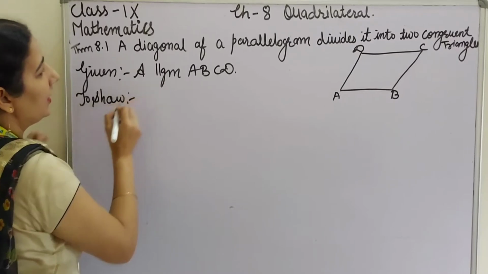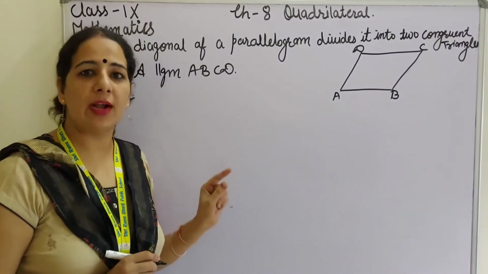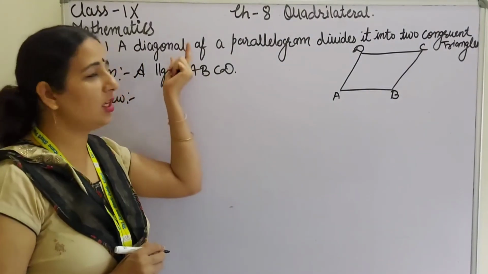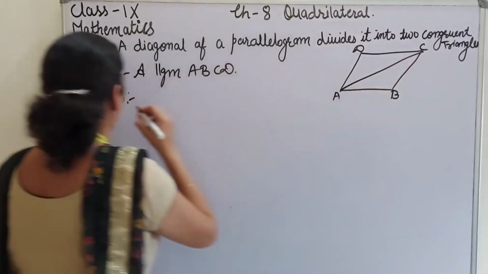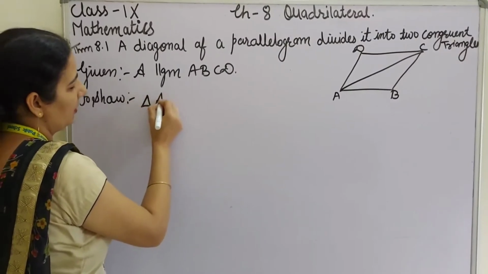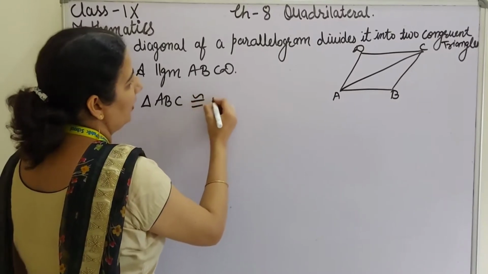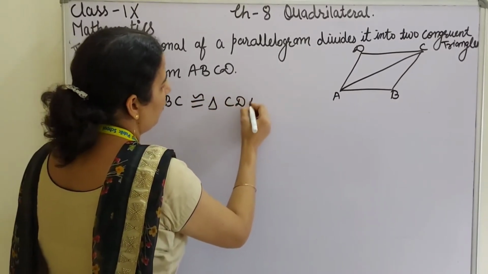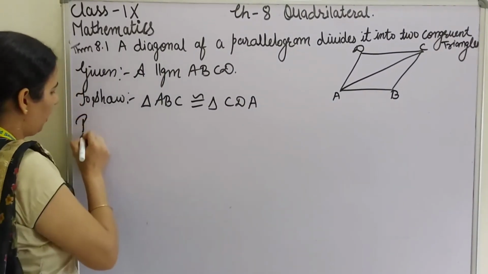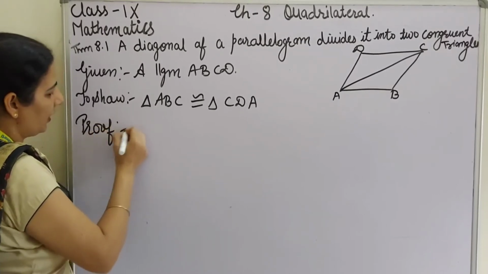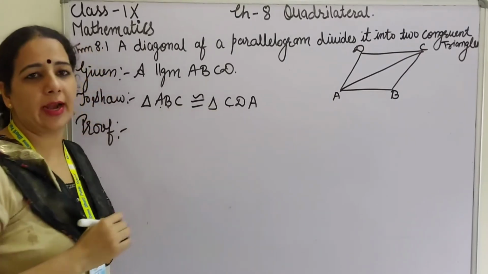To show, we have to show. Now they have written that a diagonal of a parallelogram. So here we are going to draw one diagonal, and this is not a construction because it is already given in the statement only. So join AC. We have two triangles, triangle ABC and the second triangle CDA. We have to show that these two triangles are congruent. In this theorem, construction is not required, so we will directly start with the proof.